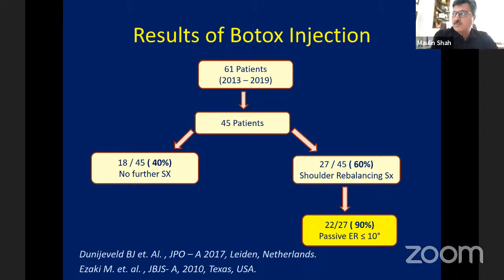What was noteworthy is that if we inject and prevent internal rotation contracture from progressing, the glenohumeral deformity halts at either Waters 1 or 2. Otherwise those patients end up in 3 or 3 and 4, and sometimes shoulder rebalancing surgery cannot produce enough remodeling. Yeah, go ahead, Sheenam.